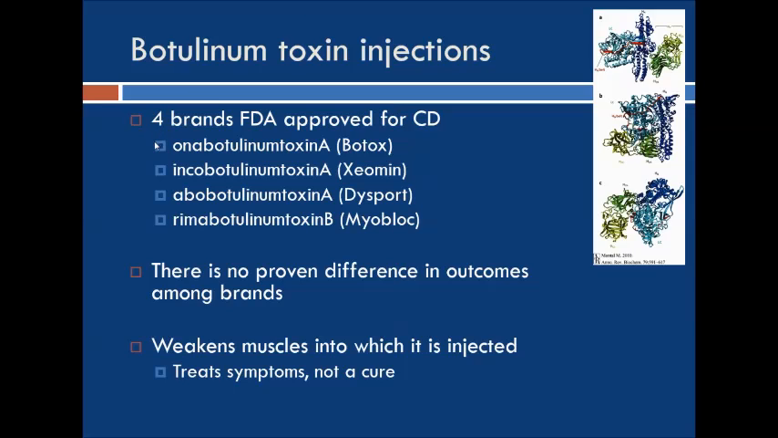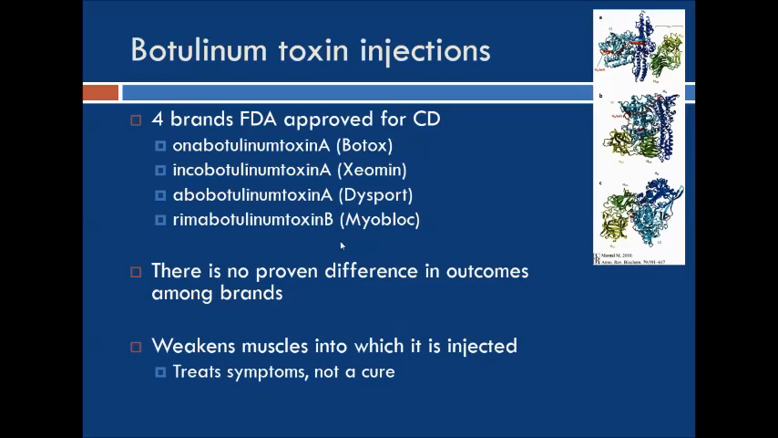3 of these are serotype A, so they have a very similar mechanism of action. And then the last is rimabotulinumtoxin B, which cleaves a different enzyme, but the end result is the same, in that all of these result in muscle weakness in the muscles into which they are injected. I have given you both the generic names, which I'm not going to read because it'll sound like I'm singing a song, as well as the brand names of each of these types of botulinum toxin.